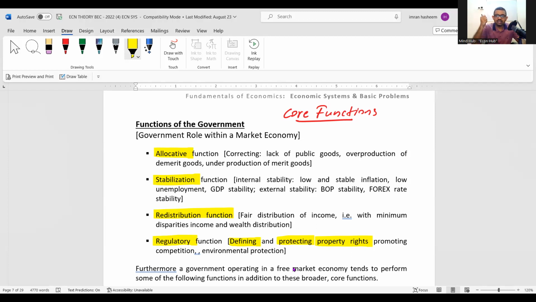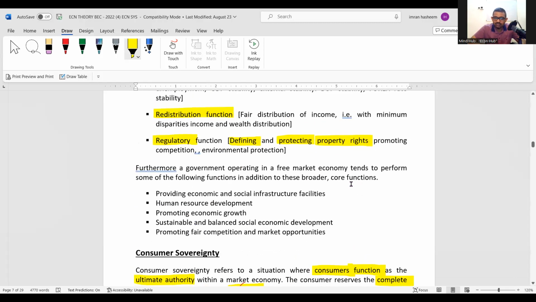Allocative, stabilization, redistribution, and regulatory. And in the regulatory comes a very important thing, the very first thing: defining, establishing, and protecting private property rights. Any questions? In addition to this, we can talk about further functions, like infrastructure development, human resource development, promoting economic growth, sustainable development, promoting market opportunities, competition, all that. But even those are within the 4. So remember the core 4, then you're safe, then you're okay.